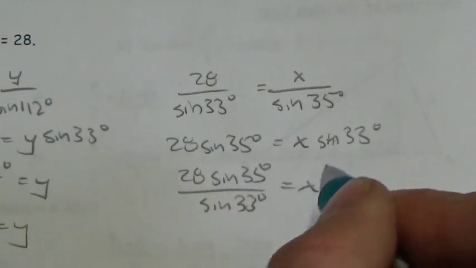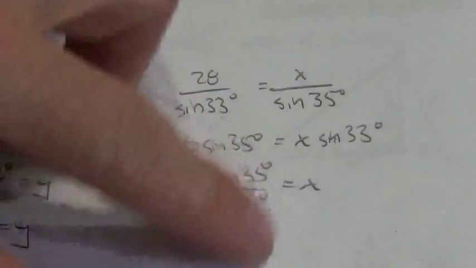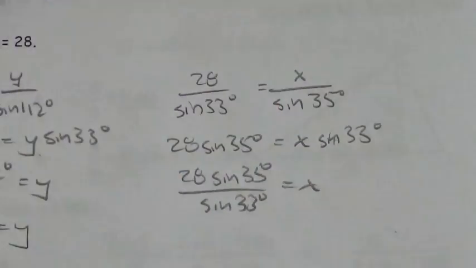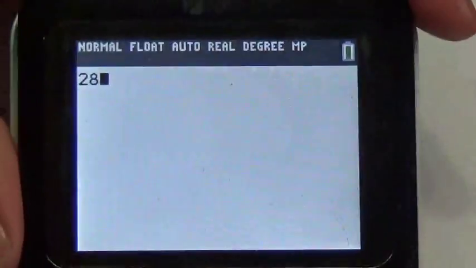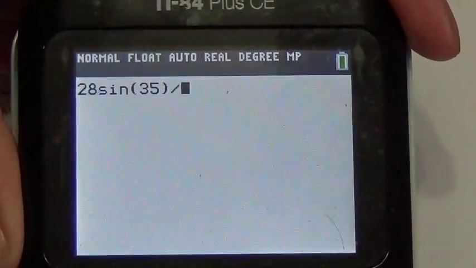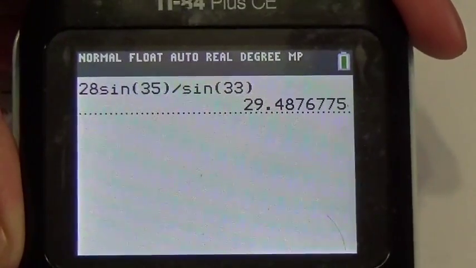Now you should notice this little pattern of set up the ratio, cross multiply, divide. Set up the ratio, cross multiply, and divide. In fact, the only time that we're going to vary from that is when we're looking for an angle, and the only reason we vary is that at the very end, after we've done this calculation here, we'll go second sine to get the angle. That's the only difference here. So this is going to be 28 sine of 35, close brackets, divided by the sine of 33. Okay, and we're going to get that the little x value there is going to be 29.5.